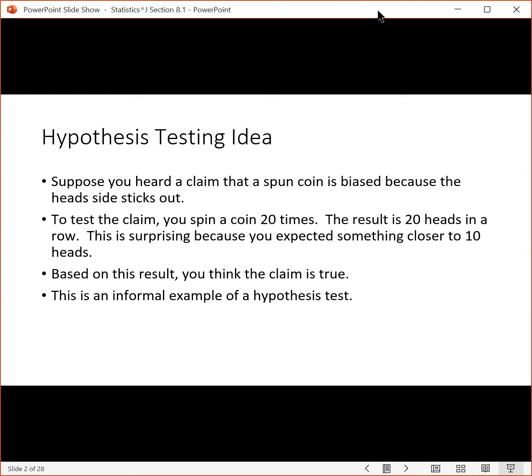Suppose you heard a claim that a spun coin is biased because the head side of the coin sticks out. To test the claim, you spin a coin 20 times. The result is 20 heads in a row. This is surprising because you expected something closer to 10 heads. Based on that result, you think the claim is probably true. This is an informal example of a hypothesis test.